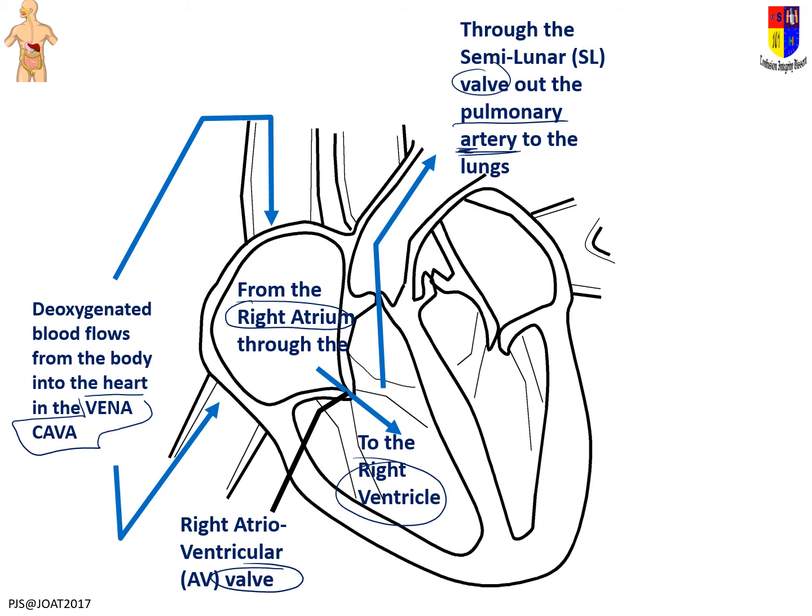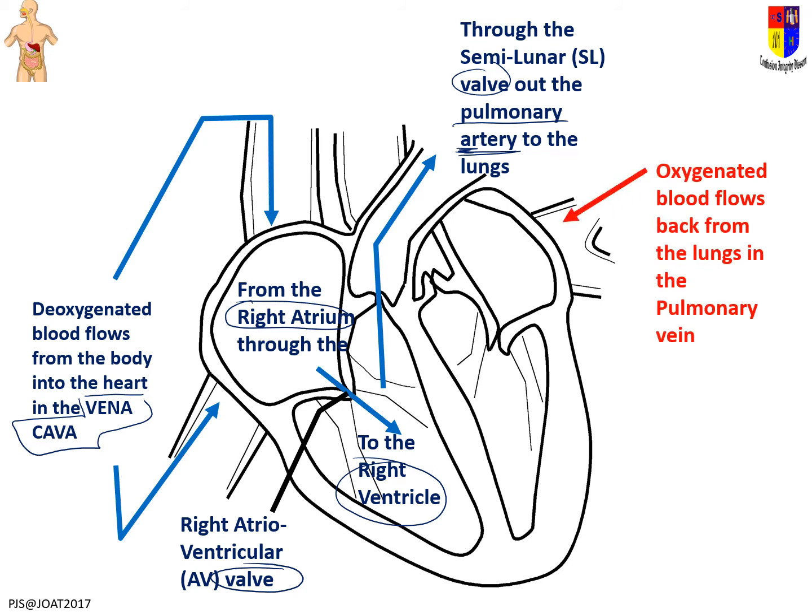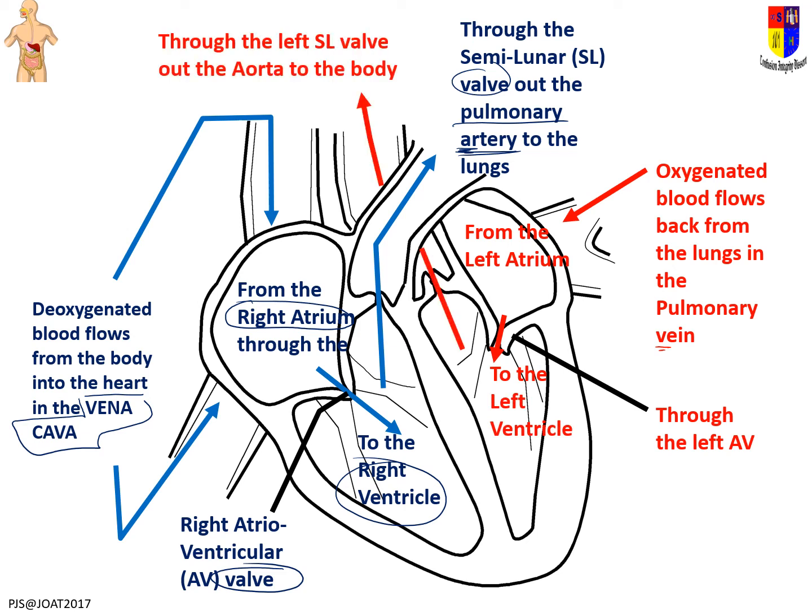Okay, right, so that's your first half. Your second half is to come back from the lungs, and you're going to come back from the lungs in the pulmonary vein. Okay, so veins are coming back, but this time we now have oxygenated blood. And then we're just going to do the same thing as we did on the other side. So this time we're going to go into the left atrium, through another valve, to the left ventricle, through another valve, out through the aorta, which is the main artery to the body.